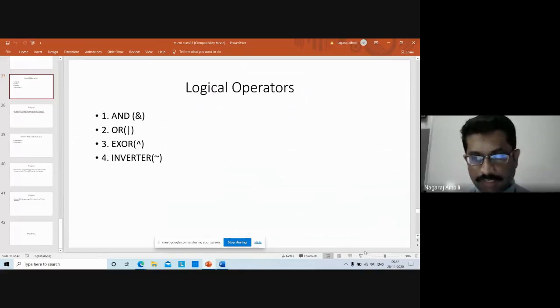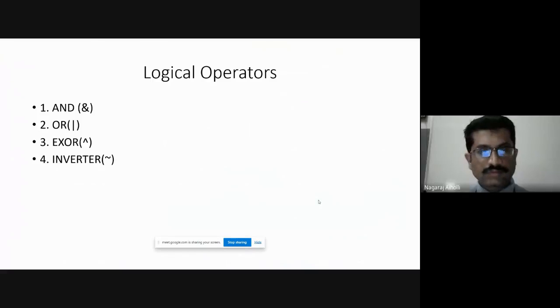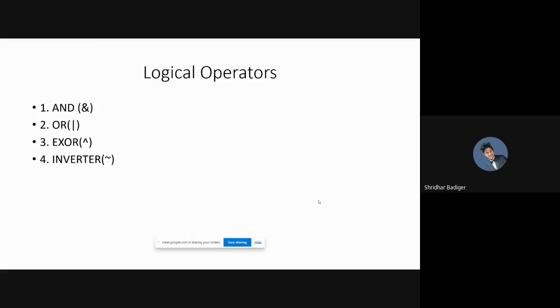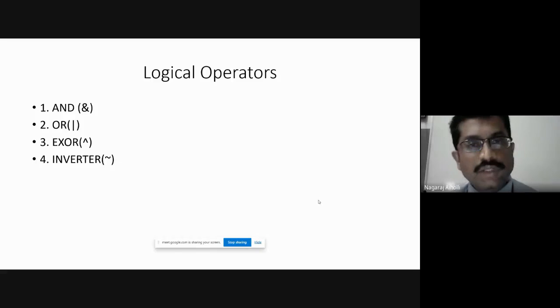Are you able to see the screen here? Yes, sir. Right. Next is logical operators. You are already familiar with these logical operators such as AND operator, OR operator, XOR operator, and NOT operator. You have already studied these gates: logical AND gate, OR gate, XOR gate, NOT gate. Okay, the same operation that we are performing using these operators.